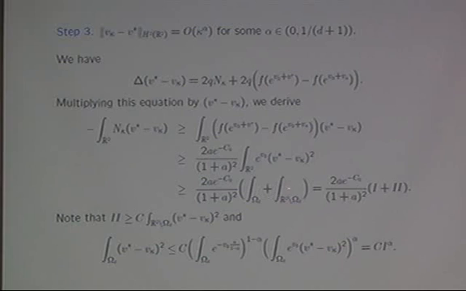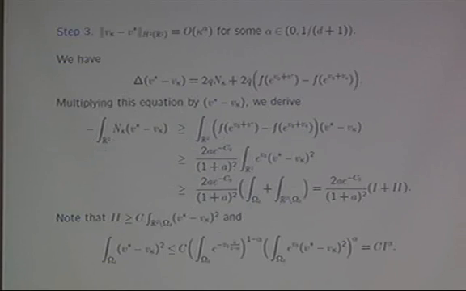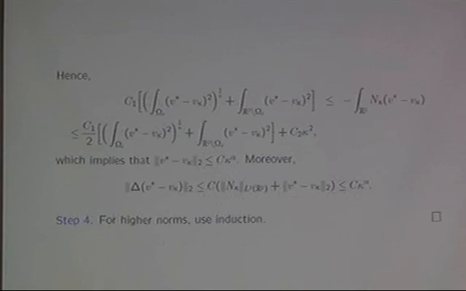As in the previous part, we divide this integral into two pieces and make some calculations, and finally we obtain this inequality. From this one, we obtain this estimate, and this estimate implies this one from the equation. So we obtain this estimate. For the higher norms, we can use induction. Then the proof is complete.